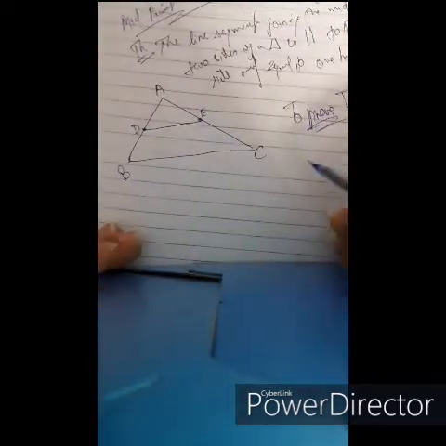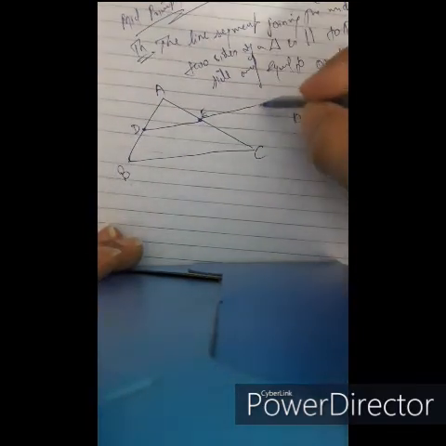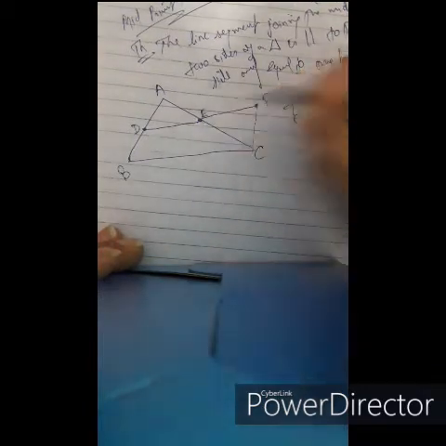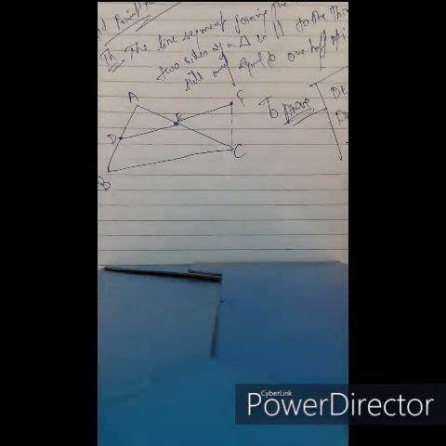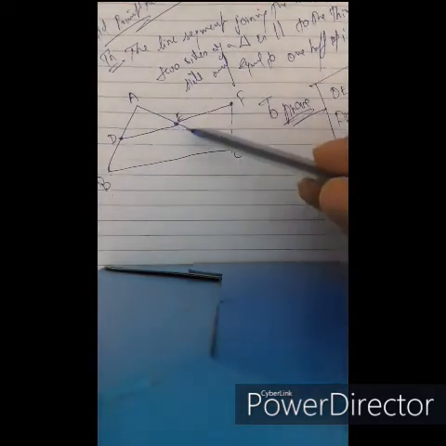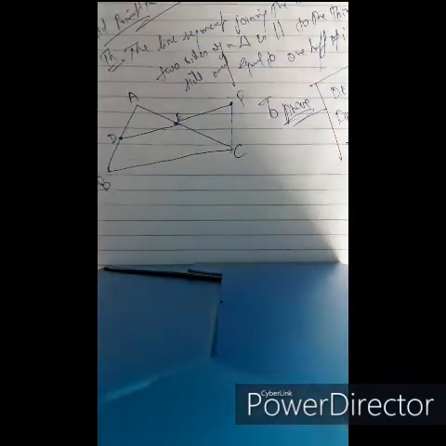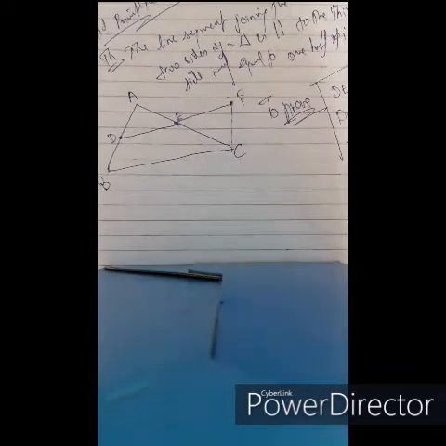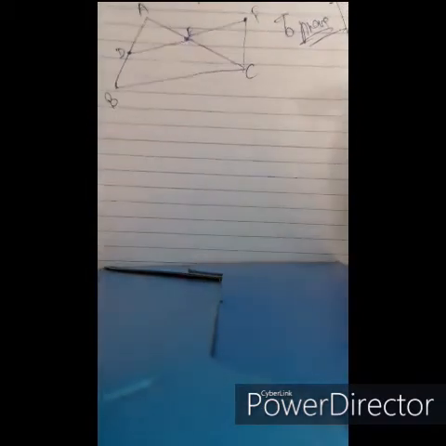Here in the figure, produce DE to F and join CF. So we have drawn a figure such that EF is parallel to BC. Produce DE in a straight line to meet at point F, and join CF. So we have made this figure.